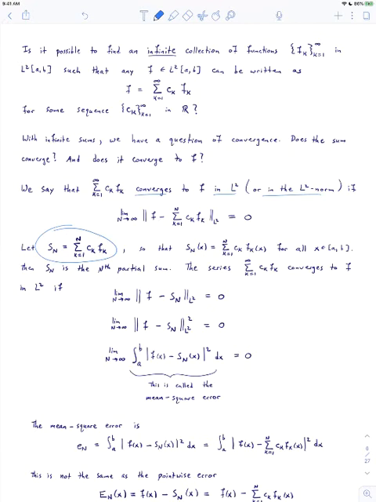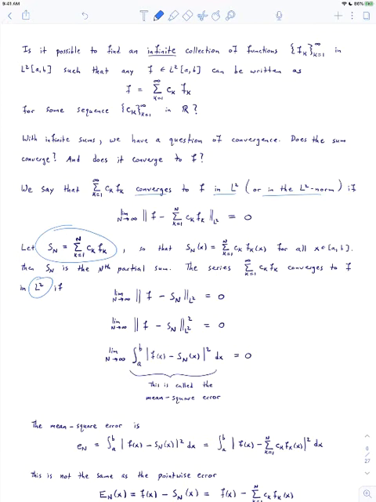So Sn is an nth partial sum. What we want to say is that this series converges to f in L2. In L2, that means the L2 norm needs to be going to 0, because in L2 we measure distance, we measure size, using the L2 norm.